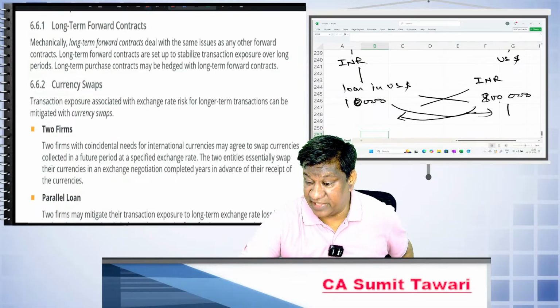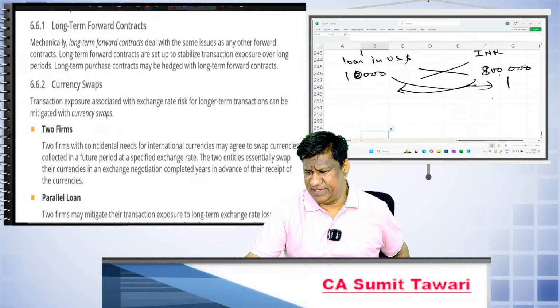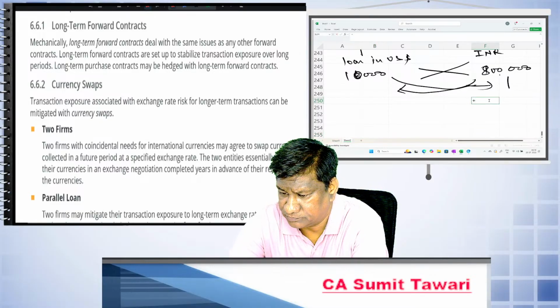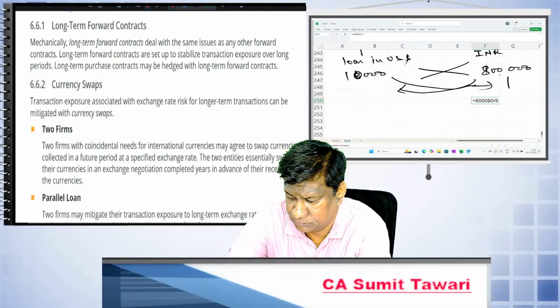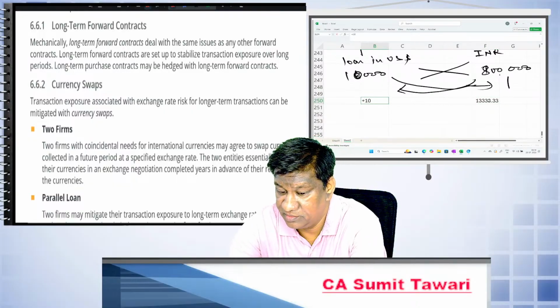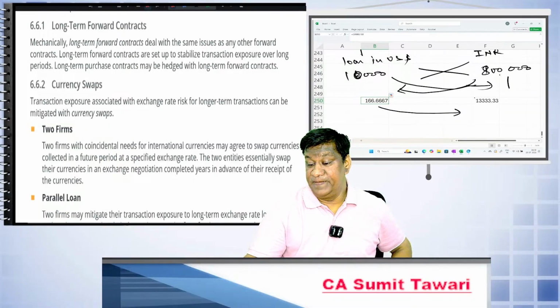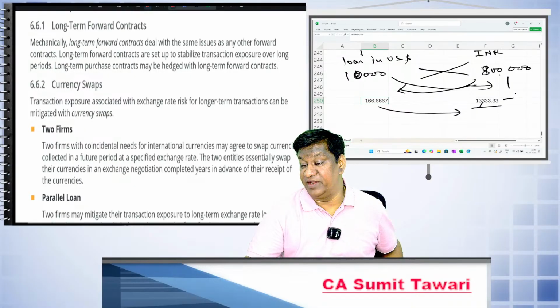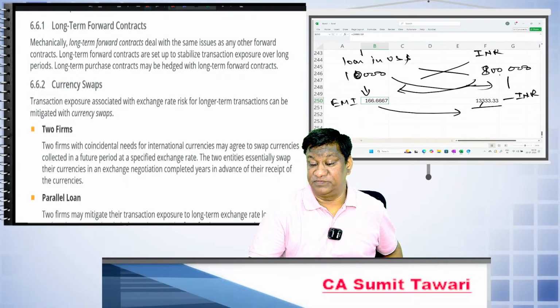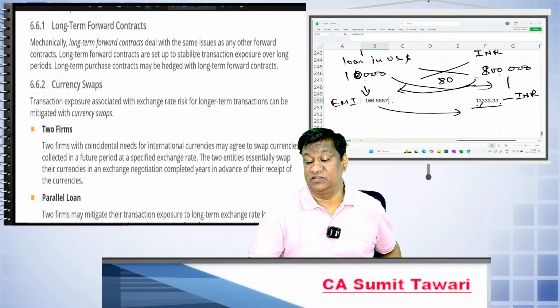The 800,000 carries a monthly obligation of, say, 13,333 INR, paid by the Indian party on a monthly basis, and the 166 US dollar EMI is paid by the US party. So they exchange their money, 10,000 and 800,000, at the 80 rupee exchange rate, and whatever obligation arises in their domestic currency, they are also going to pay for this.